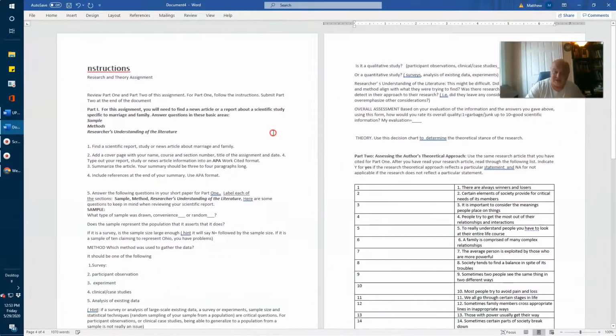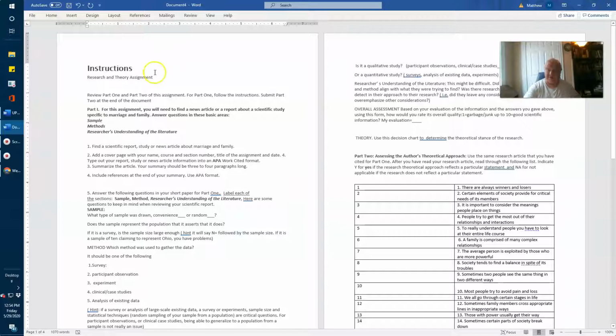Now, again, these are guidelines for how you work through this. Please don't submit this and answer every little question here. That's not what I'm asking you to do. These are questions that you need to answer in an essay form for one part. There's two parts to this assignment.